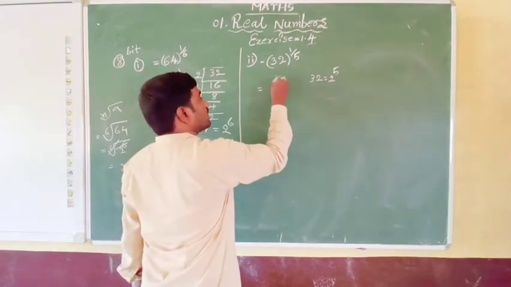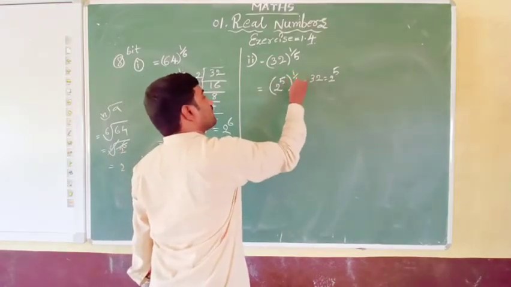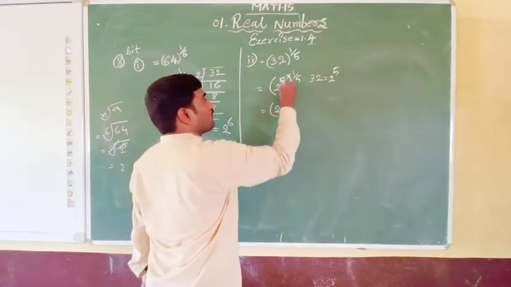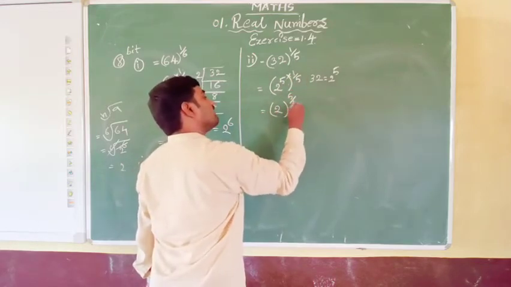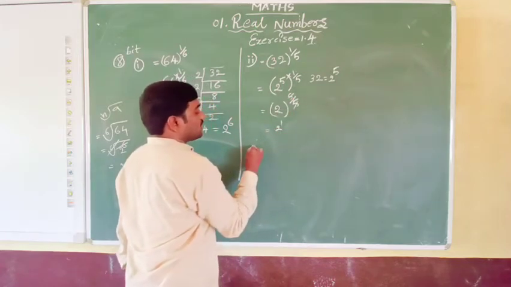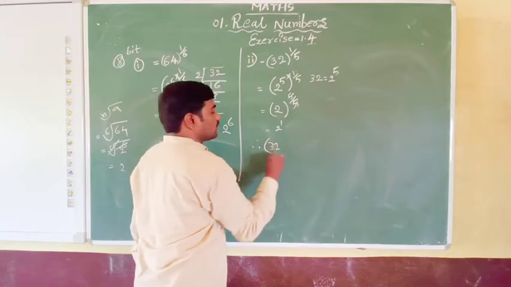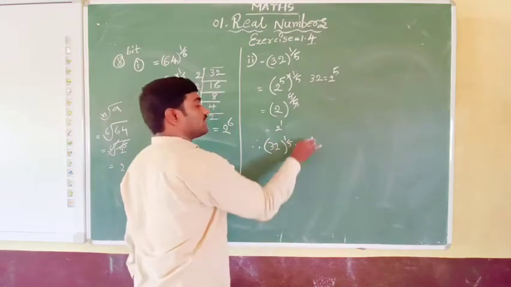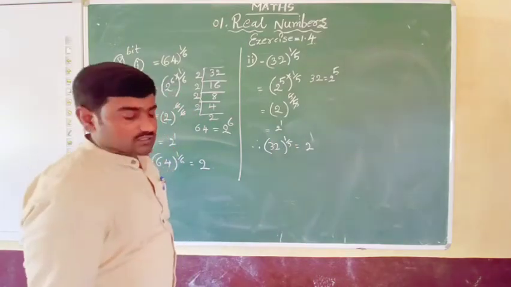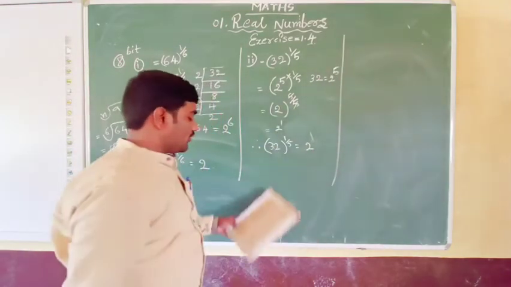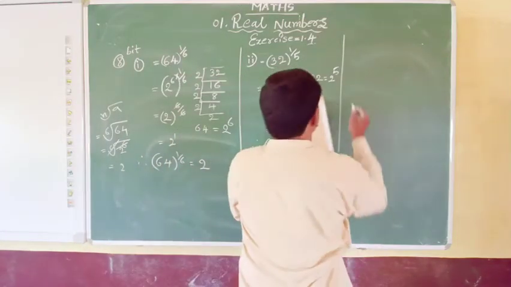2 to the power of 5 whole to the power of 1 by 5. It is simple now. Let us multiply: 2 to the power of 5 into 1 by 5, that is 5 by 5. Here the 5 ones will get cancelled. 2 to the power of 1. Therefore 32 whole to the power of 1 by 5 is equal to 2 to the power of 1, nothing but 2. 2 to the power of 1 is just 2, multiplied 1 time you get the same one.